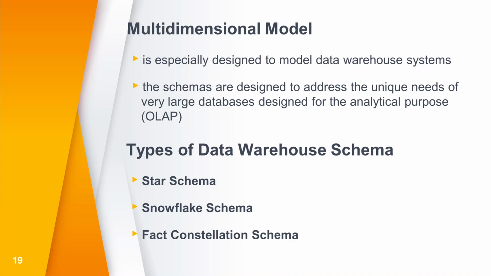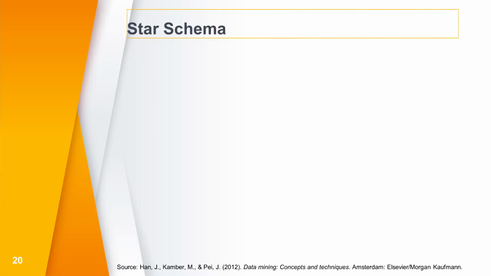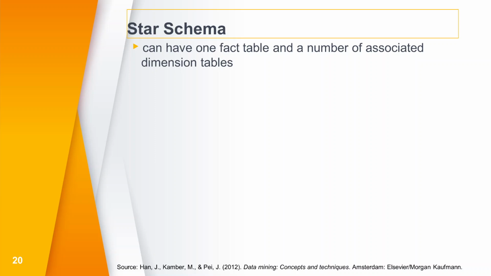Let's discuss them one at a time. Let's start with the star schema. The star schema is also known as star join schema, which is given the name star schema because its structure resembles a star. This is considered the simplest type of data warehouse schema. A star schema can have one fact table, which we have already discussed last time, and a number of associated dimension tables.